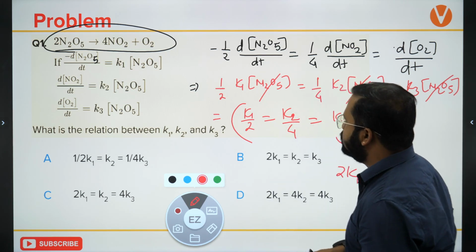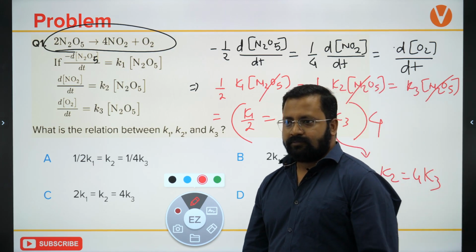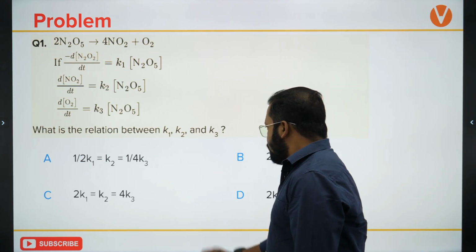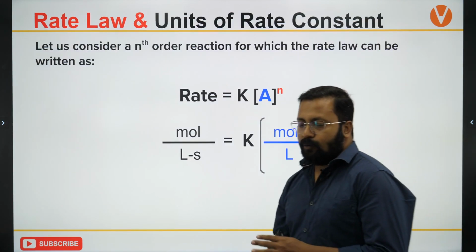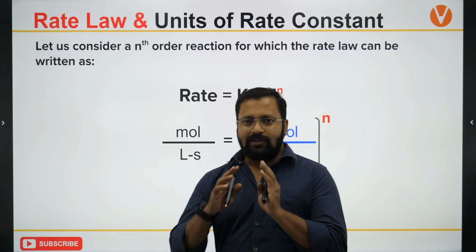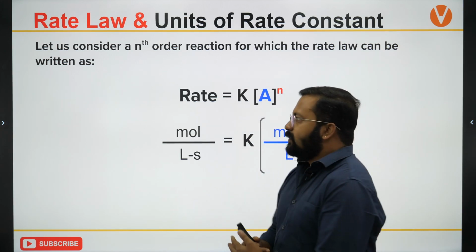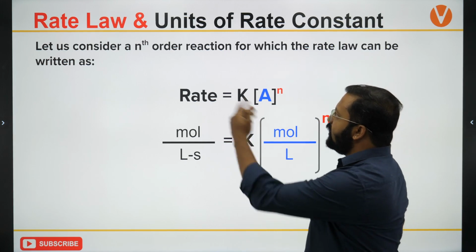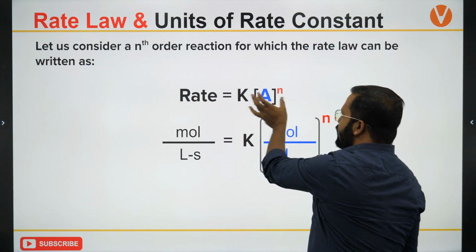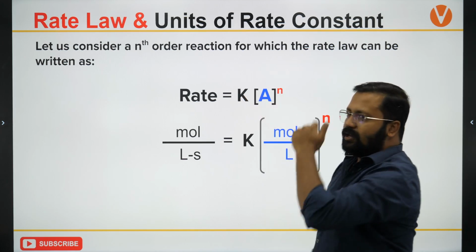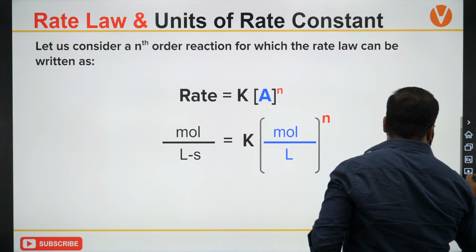ठीक है? So yeah, let's move ahead. Now let's talk about what is the general expression for rate of any reaction. The general expression for rate of any reaction will be written as rate is equal to K concentration raised to power n. Okay, it will be written like this.